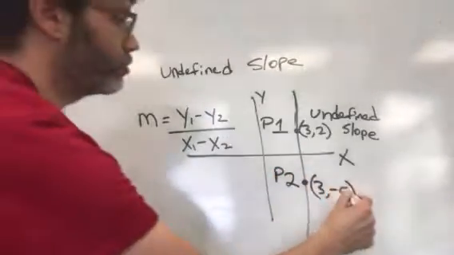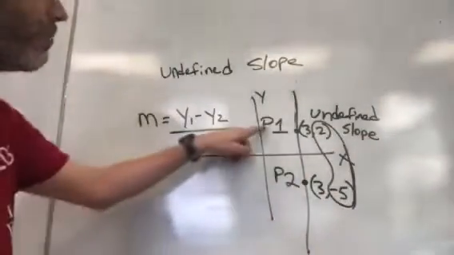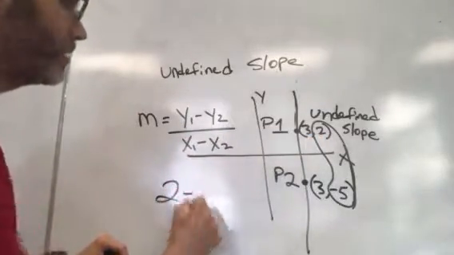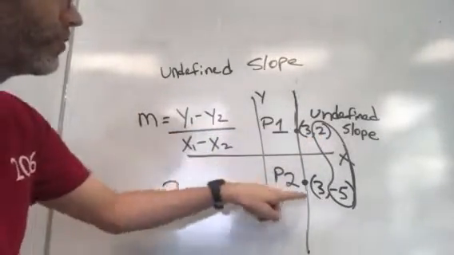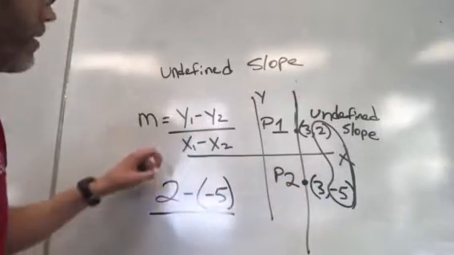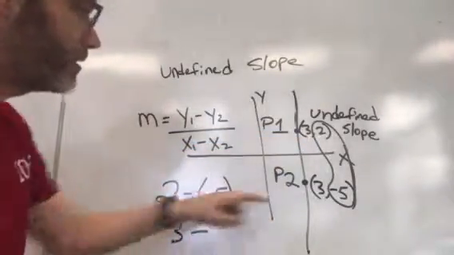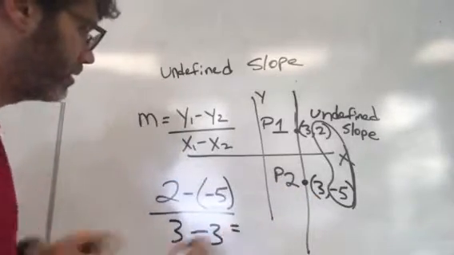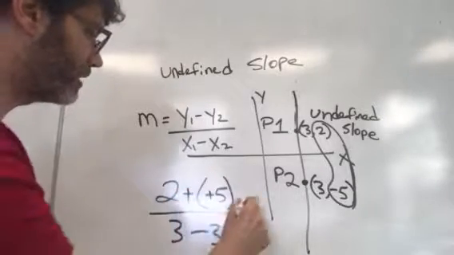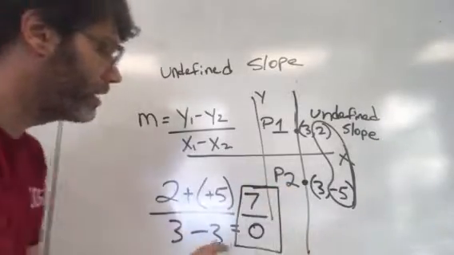So we're going to subtract our y values, okay? P1, so this is y1, so it's going to be 2 minus y2, which is negative 5, 2 minus negative 5, over the x of P1, which is 3, minus the x of P2, which is 3. 2 minus negative 5 is the same thing as 2 plus a positive 5, so that's 7 over 0. 7 over 0 is what we get.